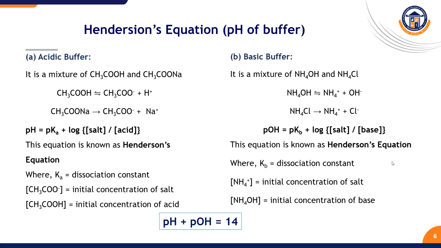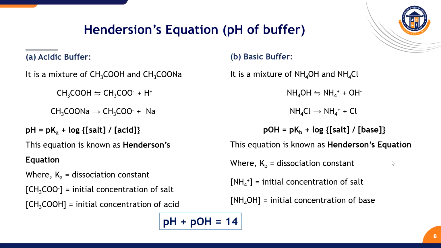So the Henderson equation is used to calculate, or to prepare, the desired pH of the buffer solution. You see how the Henderson equation is given for the acidic buffer. Here acetic acid is a weak acid, so it dissociates into acetate ion and hydrogen ion, which is reversible. At a certain point of time, it will attain equilibrium. Sodium acetate, which is a salt, dissociates into acetate ion and sodium.